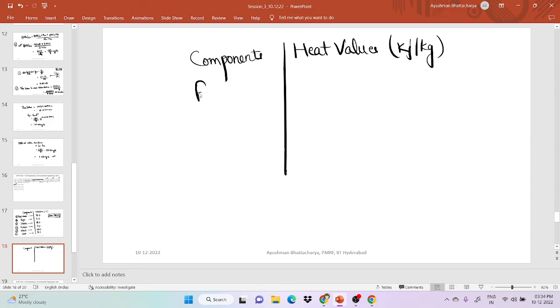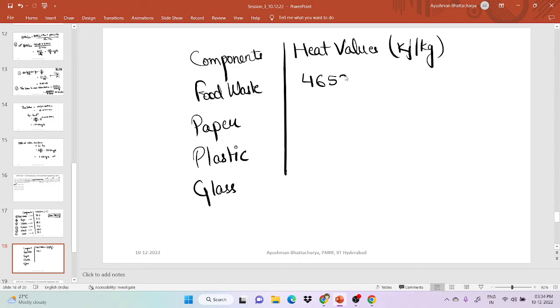So for food waste, paper, plastic and glass. For food waste, it is near 4652. For paper, it is 16747. For plastic, it is 32564, and for glass it is 139 kJ per kg.